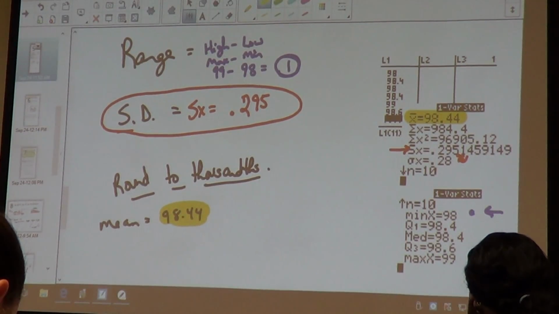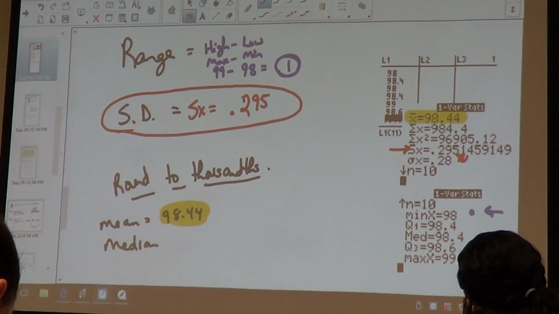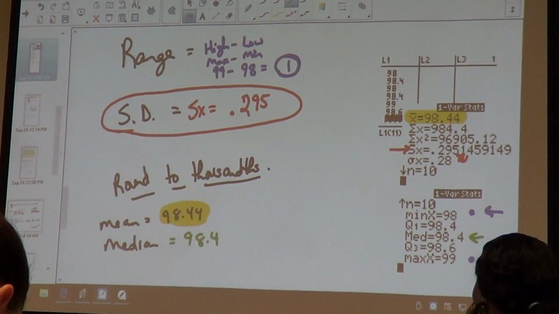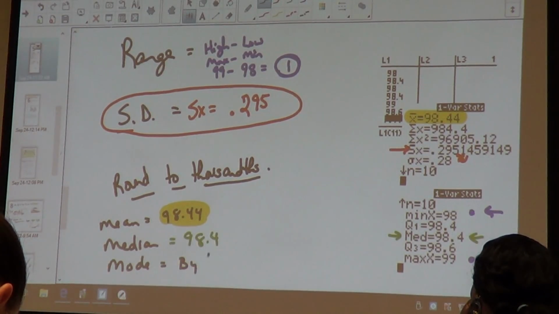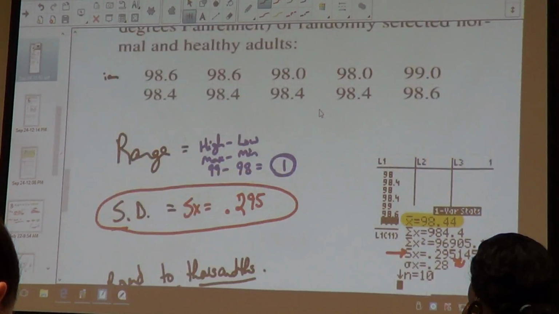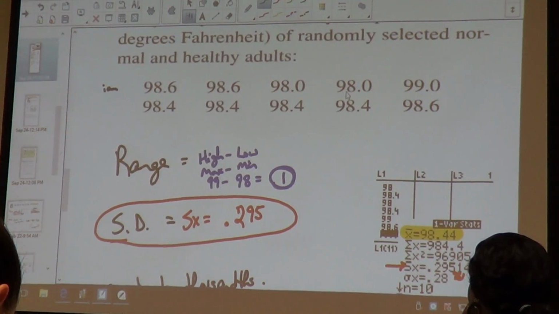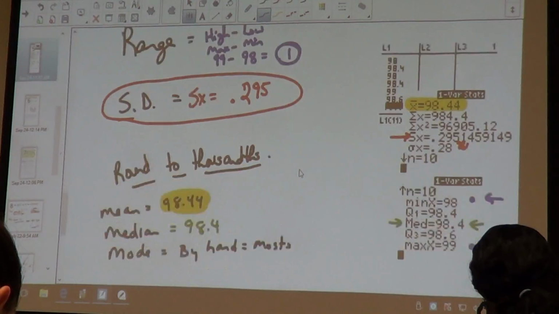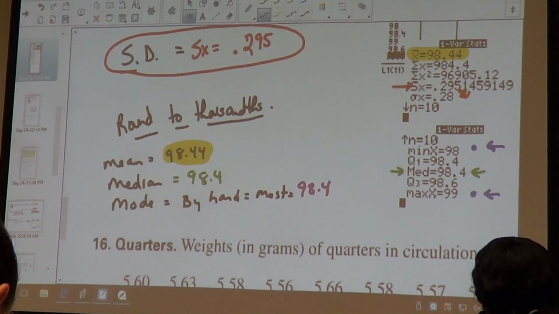There's my mean. My median is going to be 98.4. Mean, median. My mode, we've got to do this one by hand. That's the one that appears the most. So if I come up to the top, even though 98 appeared twice and 98.6 appeared 3 times, 98.4 appeared the most. So 98.4 is going to be my mode. So we've done mean, median, and mode.